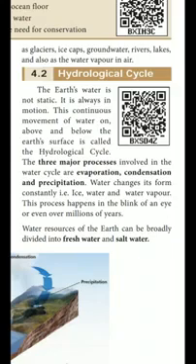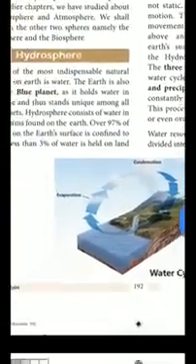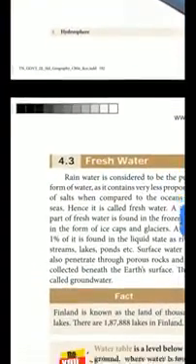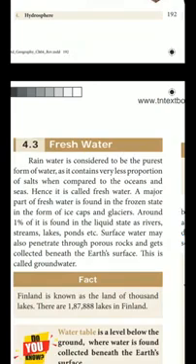Water resources of the earth can be broadly divided into two types. What are the two types? Fresh water and salt water. Now, first one, fresh water. What do you mean by fresh water? Mostly, rainwater is considered as fresh water. Why is it considered fresh water? It contains a less proportion of salt compared to ocean water, hence it is called fresh water. So which was considered as fresh water? Rainwater. Why? Because of less proportion of salt.